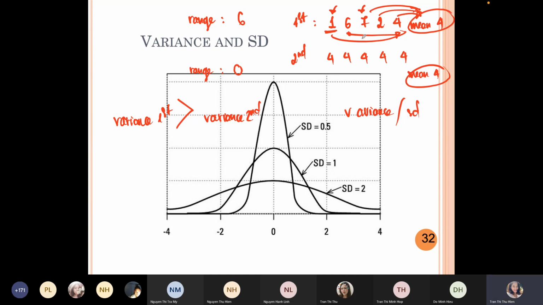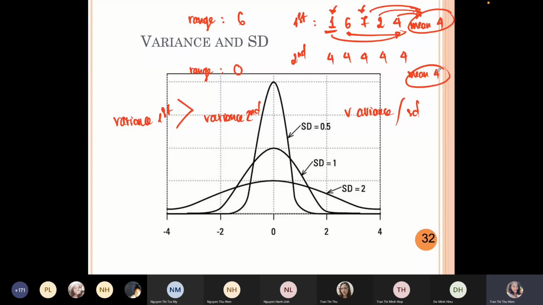With the observations for the second group compared with the mean, the differences are smaller than for the first one. So that is the meaning of the variance or standard deviation. Is this clear to you? Yes. Okay.